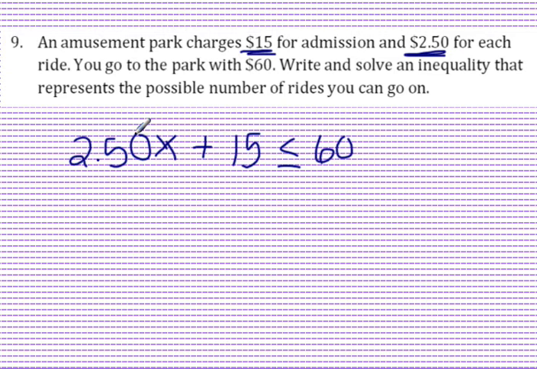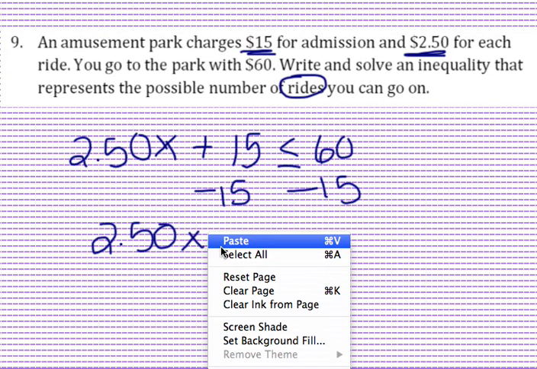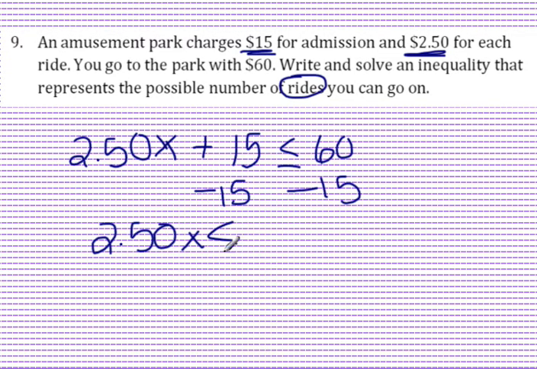Okay, so x is going to represent rides, and you can tell because it says to write an inequality that represents the possible number of rides. That means we don't know how many rides yet. So first thing I'm going to do is subtract 15 from both sides. So then I get 2.50x is less than or equal to 60 minus 15, which is going to give me 45.